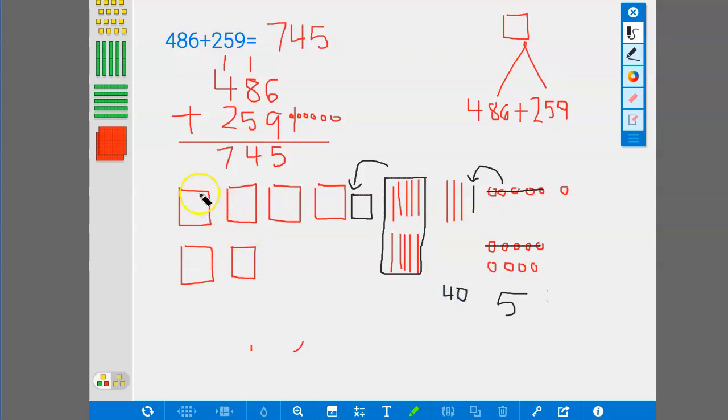And lastly, we're going to add our hundreds together. So 100, 200, 300, 400, 500, 600, plus that regrouped 100, 700. And if we put it together, that makes 700 plus 40 plus 5, 745.